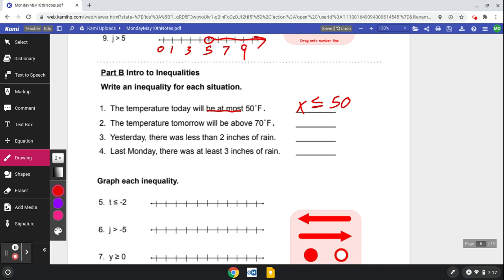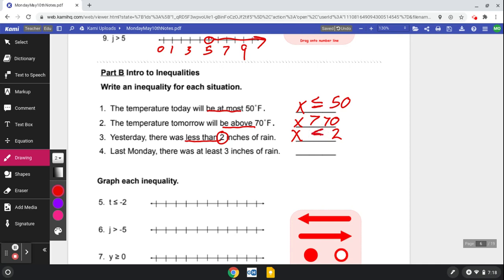The temperature tomorrow will be above 70 degrees. Okay, so that means x has to be greater than 70. Yesterday, there was less than 2 inches of rain. So we know 2 is what we're using because that's our number. And do I have to use x? No, it's just the easy variable to choose. Less than. It just told you what symbol to use. You use the less than symbol.